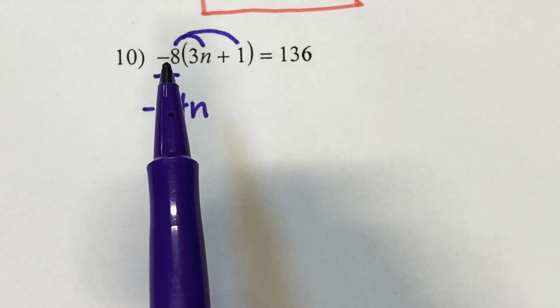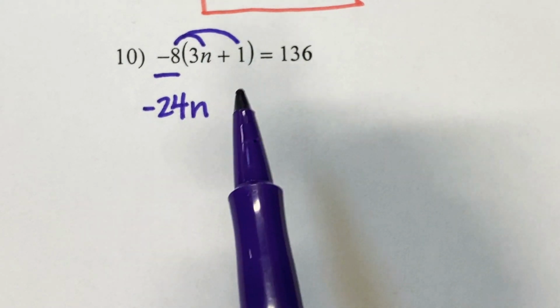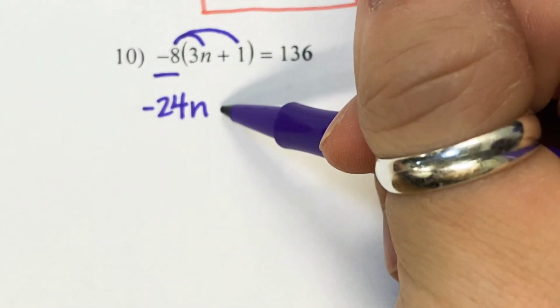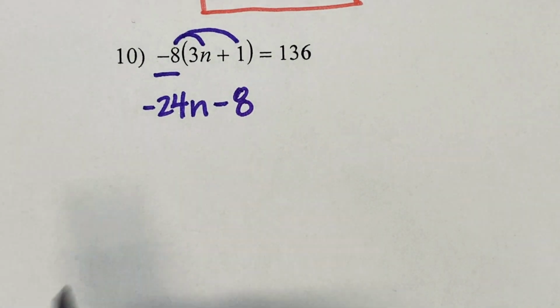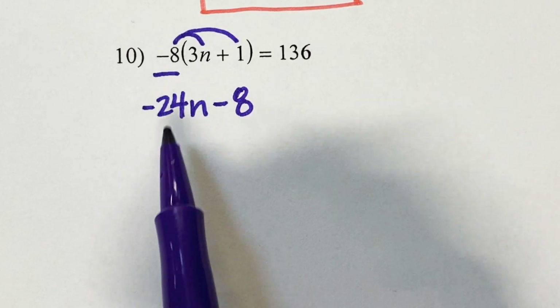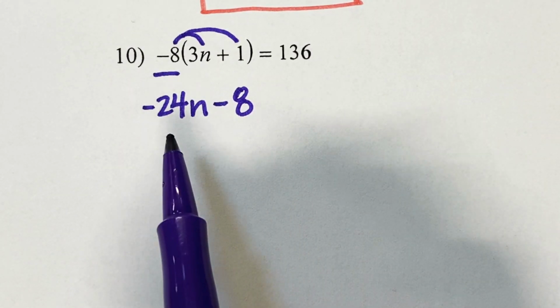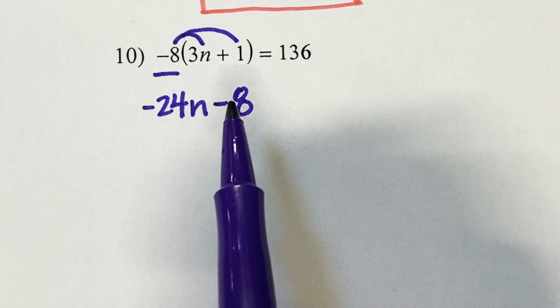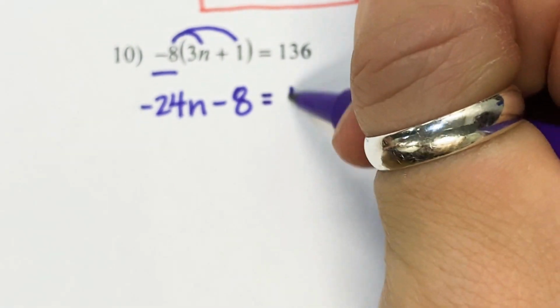Okay, so now we have our second part. What is negative 8 times positive 1? It's just going to give me negative 8. So now we distributed. We did our first step, so now we need to do our second step. Are they like terms? Can we combine them? Nope, because this one has an n, this one does not. So we can go ahead and set it up to solve.